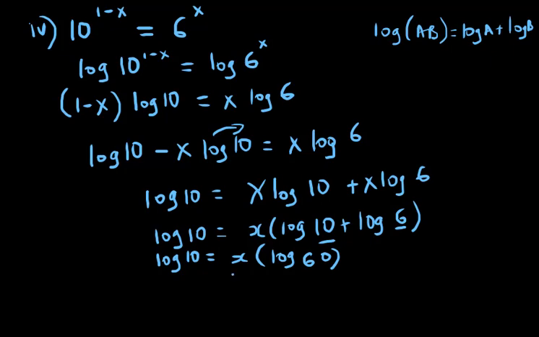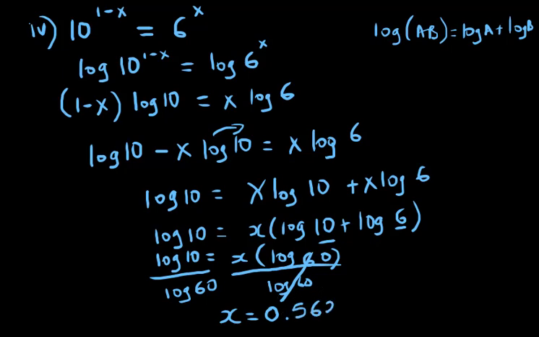So since we want to find x, we can divide throughout by log 60 there, and also this other side by log 60. So our x then becomes, so you can use your calculator to find log 10 divided by log 60. So we will have 0.562. Yeah, we'll have 0.562. I think we can leave it to 3 decimal places.